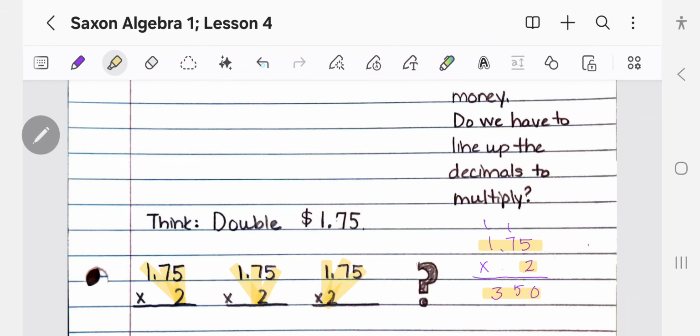No, that's not reasonable, is it? Should I expect that I'm going to be paying $35? No, that's not reasonable. Should I expect I'm going to be paying $3? Yeah, that's a little more reasonable, right? Because this number is less than 2, and if you double 2, you get 4, so my answer should be less than 4. So I see, just reasoning it out, I should have $3.50. So how can I do that?